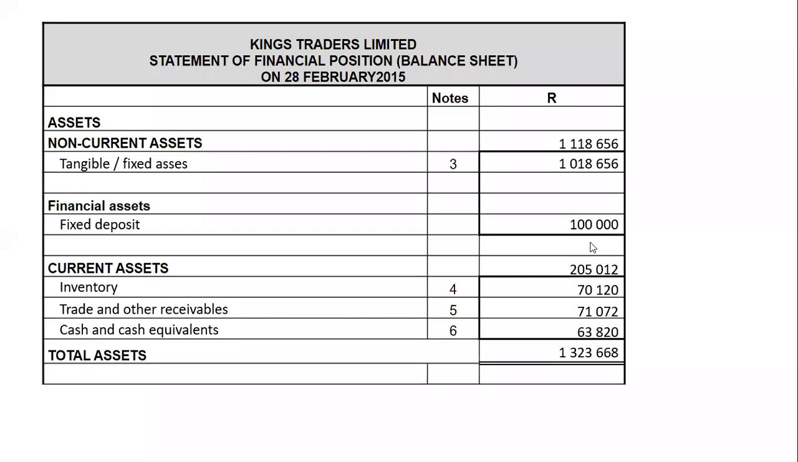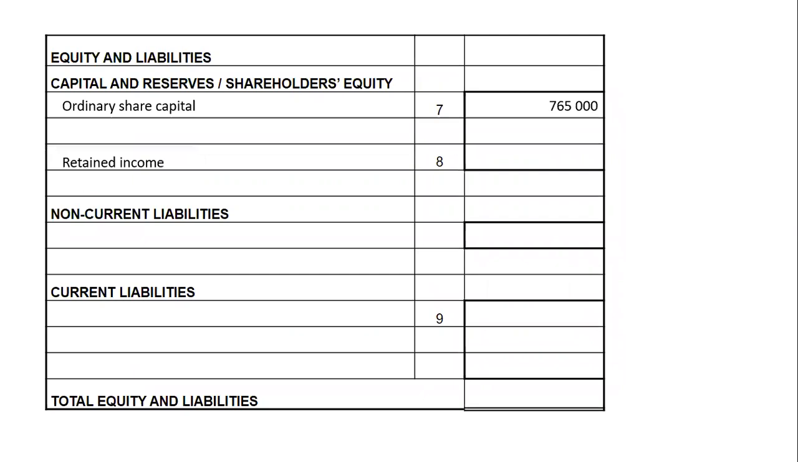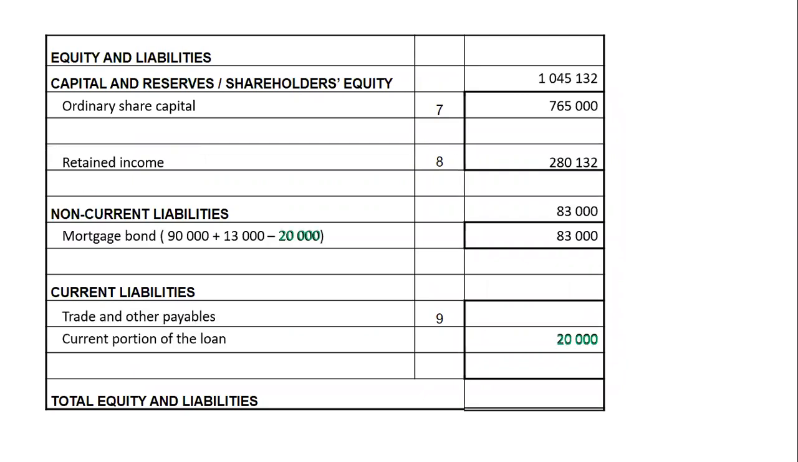Okay, now that it has been corrected, please know that you simply take that 1,118,656, you add it with 205,012, and that will give you that 1,323,668. Now that gives you your total assets. Please note that it must be the same as what you get as total equity and liabilities, which will be the same value. If they're not the same, you just know that you made a mistake somewhere.